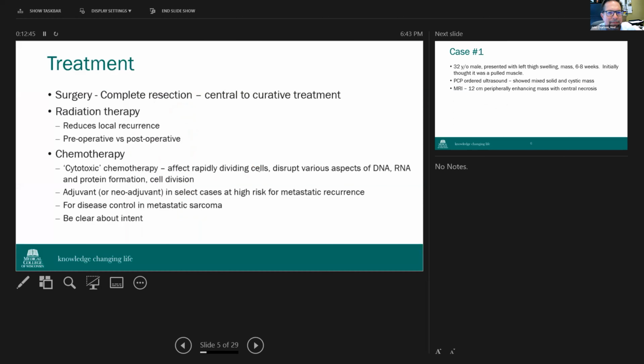In terms of treatment, I think Dr. Ogilvy also pointed out that if someone has localized disease and we're treating with curative intent, getting a complete resection is really the key. And so these other treatments, radiation therapy and chemotherapy, are really adjunctive or adjuvant therapies. The term neoadjuvant means that you're doing this adjunctive therapy prior to surgery.